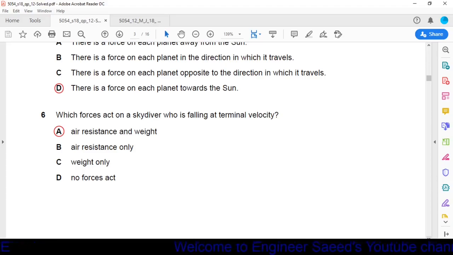When a skydiver is falling, there are two forces that are acting on the skydiver. One in the downward direction, that is weight of the skydiver, and one in the upward direction, that is air resistance. So we can say when the skydiver is falling with terminal velocity, it is acted upon by two forces, one air resistance and second weight of the skydiver. So option A is the correct option.